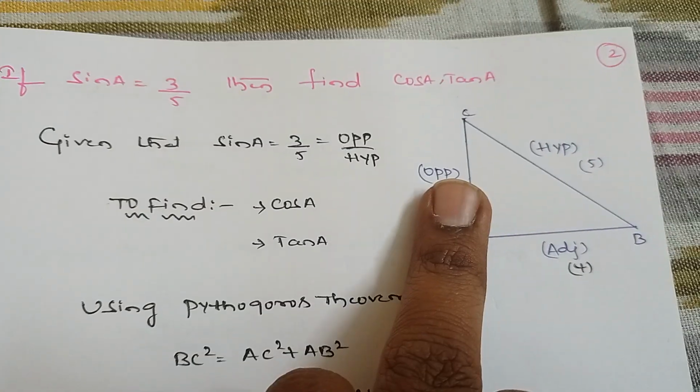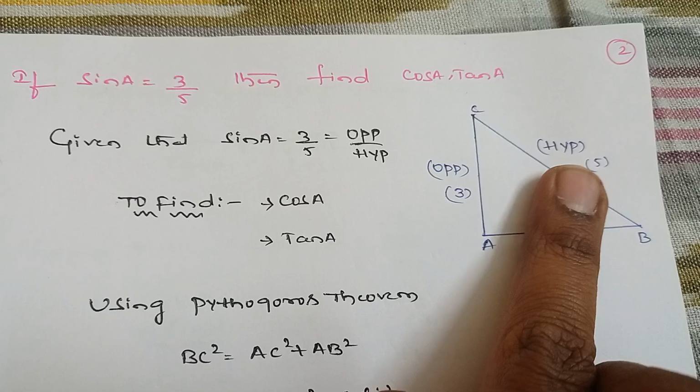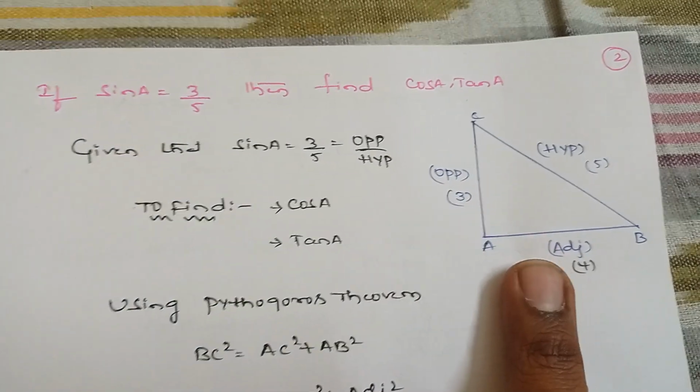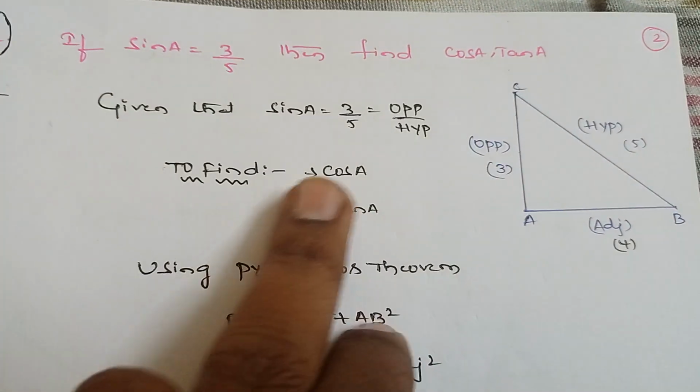Okay. Draw a rough right angle triangle. So the slant is the hypotenuse, the opposite is the opposite side, and the base is the adjacent, guys. So how can we find the unknown value?